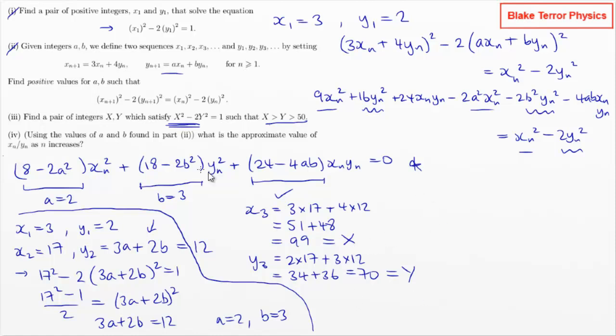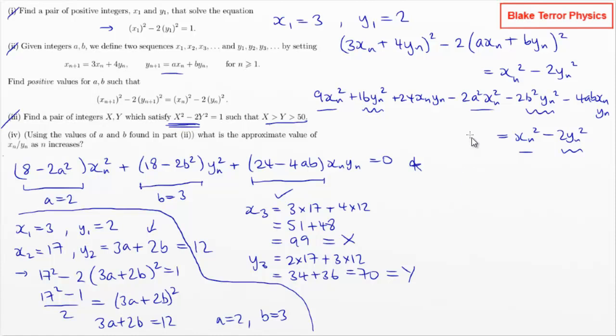Small part of the screen left for the last part. Part 4, using the values of a and b found in part 2, what is the approximate value of x divided by y as n increases? Right, okay, what are we going to do with this then? As n increases, what is the approximate value? Well, we know that these numbers are just going up. They're always going to increase. Everything's positive. Nothing's ever going to be going downwards.